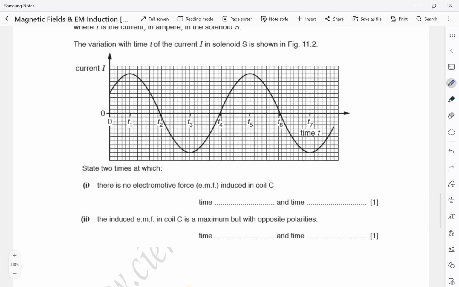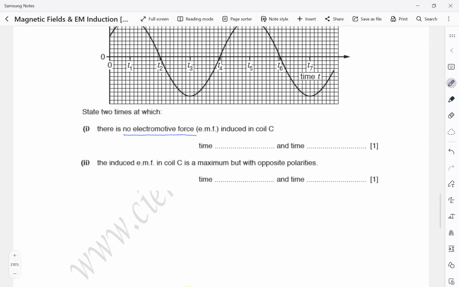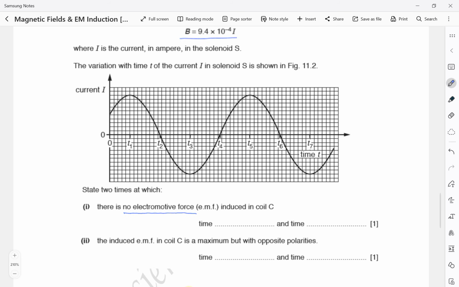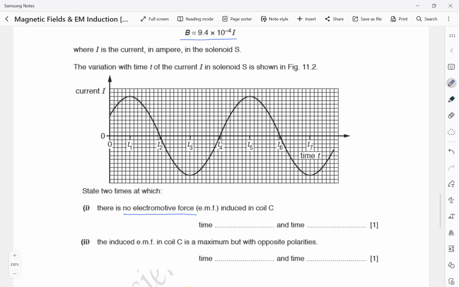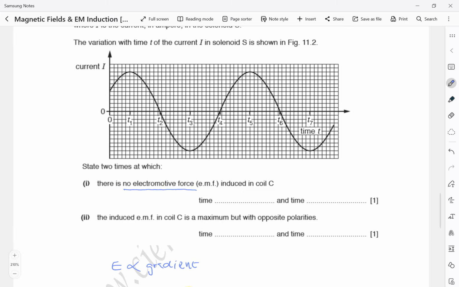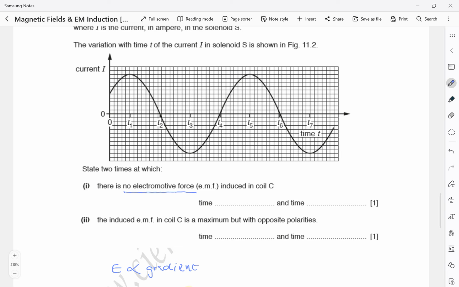State two times at which there is no EMF induced in a coil C. Now, I want you to notice that the induced EMF is directly proportional to the rate of change of magnetic flux linkage, which is going to be directly proportional to the gradient, because a constant current produces a constant magnetic field, which means a rate of change of magnetic flux linkage will be 0. A changing current produces a changing magnetic field. So, it means that the induced EMF is directly proportional to the gradient of that graph. Where the gradient is 0, it means the induced EMF is 0. Where the gradient is maximum, the induced EMF is maximum.